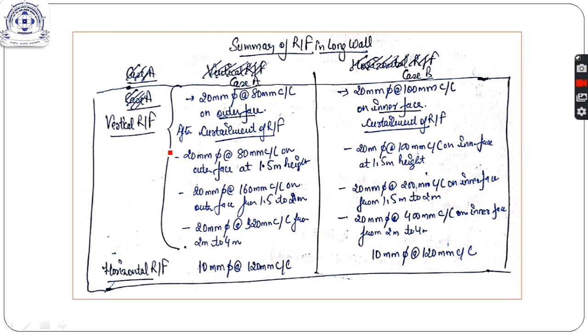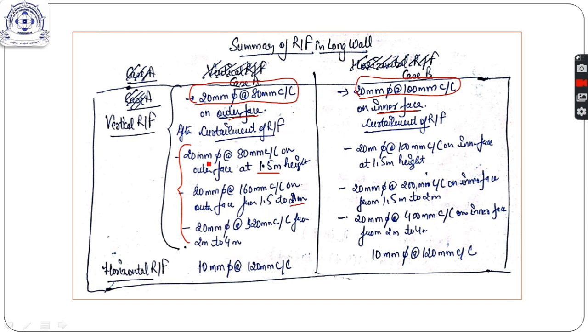For case A we got vertical reinforcement as 20 mm at 80 center to center, and for case B we got this, which was provided on the outer face and this was provided on the inner face. Now as I explained to you, as the moment reduces towards the top, you can curtail the reinforcement. So we have curtailed it 2 times. First curtailment we did at 1.5, then the next curtailment at 2 meter height.